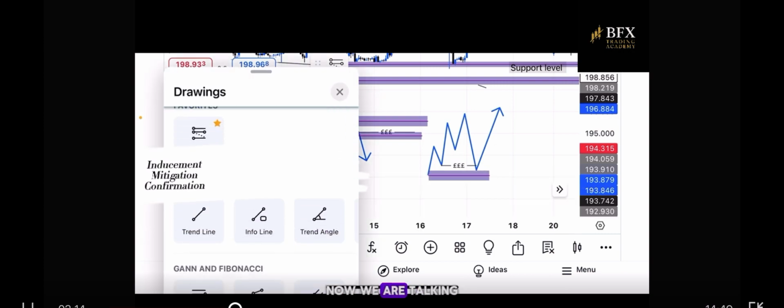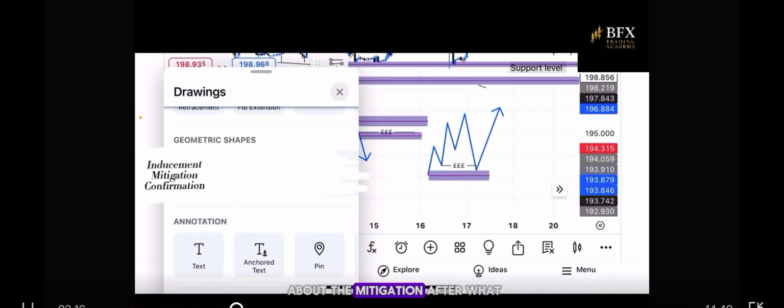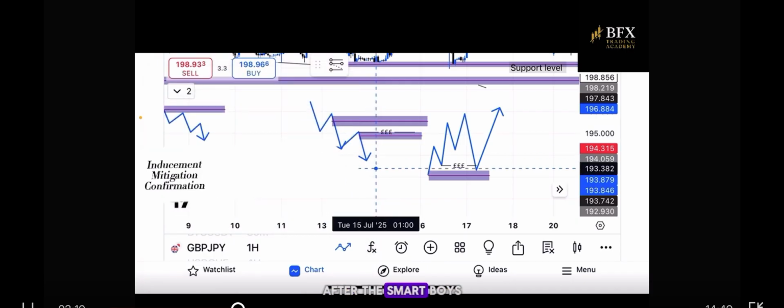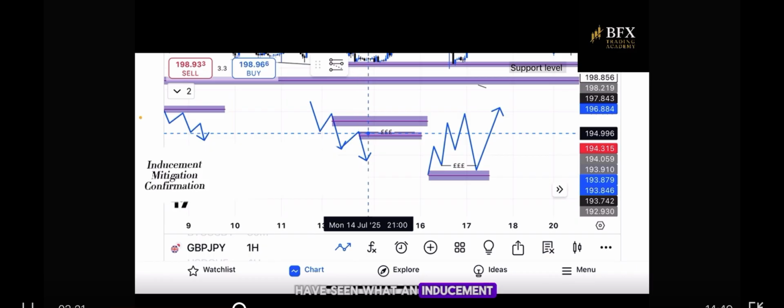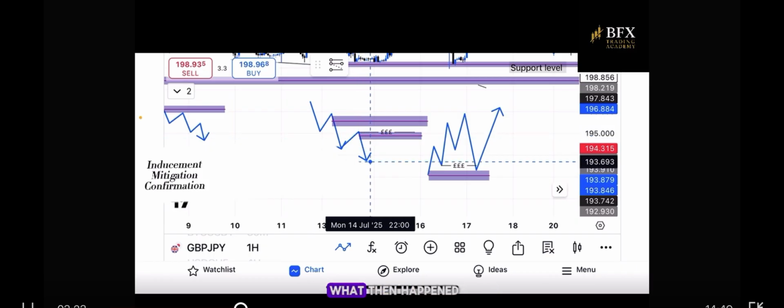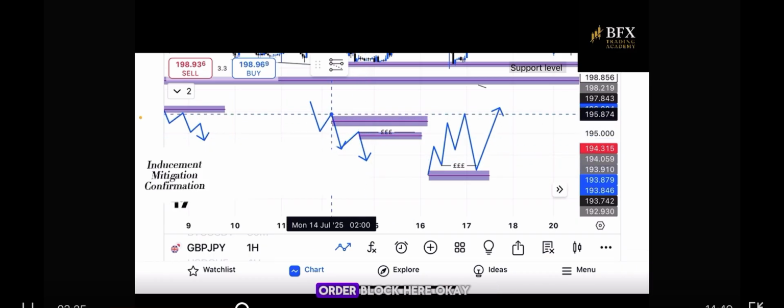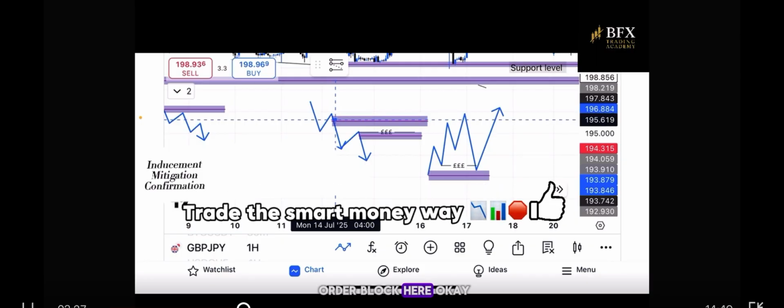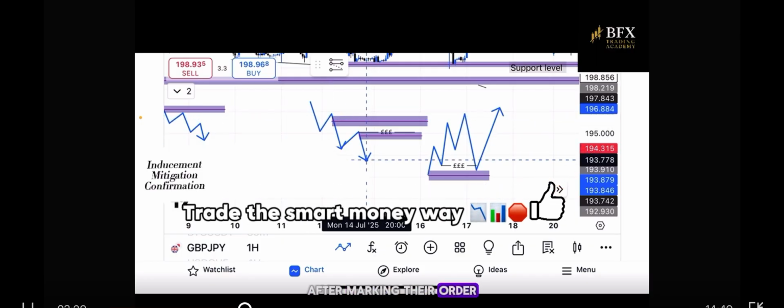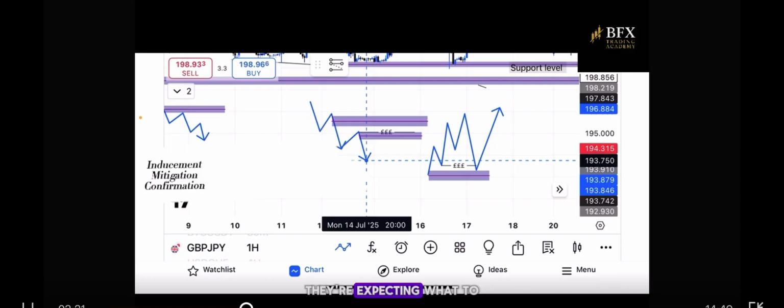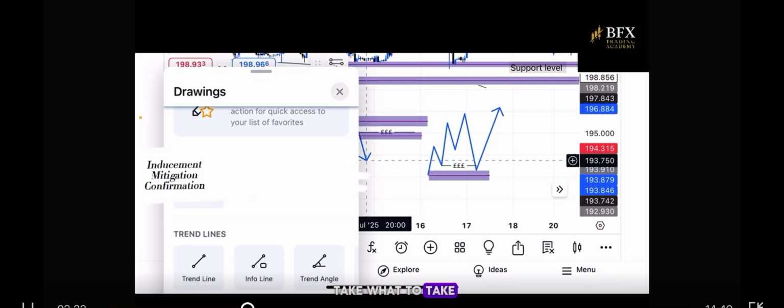Now we are talking about the mitigation. After the smart boys have seen an inducement, what then happens? They mark out their order block here. After marking their order block, what are they expecting? They're expecting to take the trade.